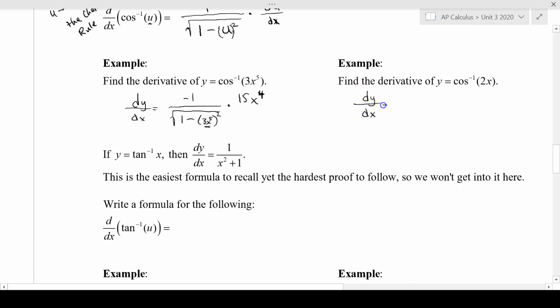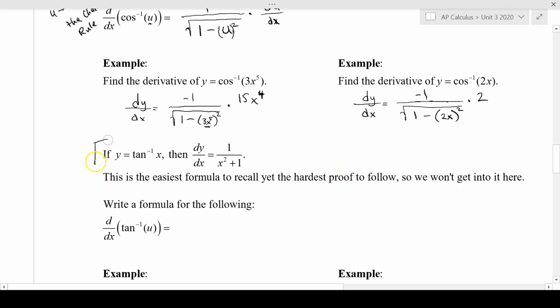dy/dx equals, this time, negative 1 over the square root of 1 minus all that squared. Well, that's just 2x. And then we take the derivative of 2x. All right, so I hope that's simple enough.